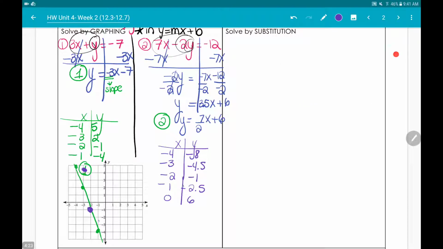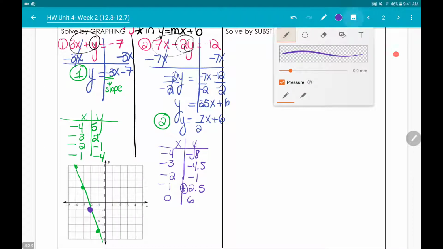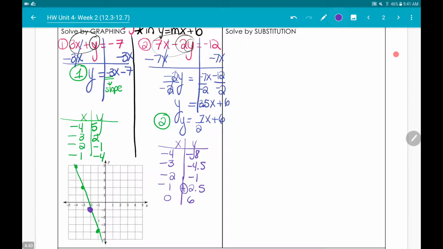This should be a positive 2.5. Miss Mish is making a lot of mistakes here. Sorry guys, doing this on a Monday morning. First of all, the first point was negative 3, negative 4.5, that's down here. The second point is negative 2, negative 1, and the last point is negative 1, positive 2.5. There we go.